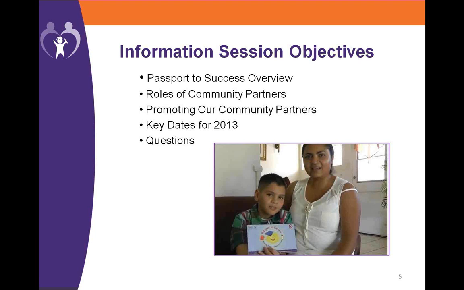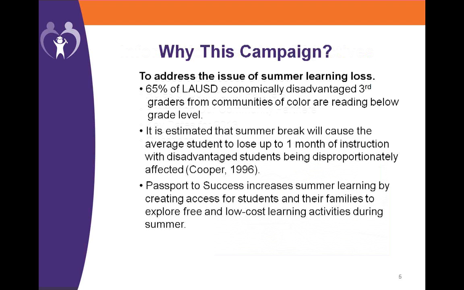So let me address the information session objectives. Number one, we want to give you an overview of the Passport to Success campaign. You've gotten some preliminary information previously, but I want to spend a little time talking through why this campaign is in existence and why it's important. Secondly, we're going to talk about the roles of community partners. Third, we're going to talk about how we as families and schools are using Passport to Success to promote your particular sites. Fourth, we're going to share a few key dates for this year's campaign. And last, we'll take some questions.